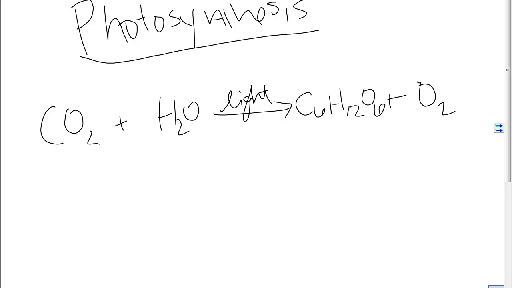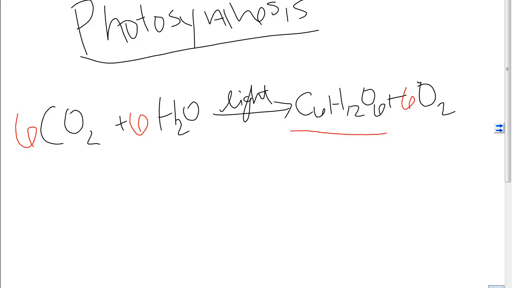So when I balance this, what I'm simply doing is saying that it requires 6 molecules of carbon dioxide and 6 molecules of water to produce 1 molecule of sugar and 6 oxygen. Okay, so this is our balanced equation.